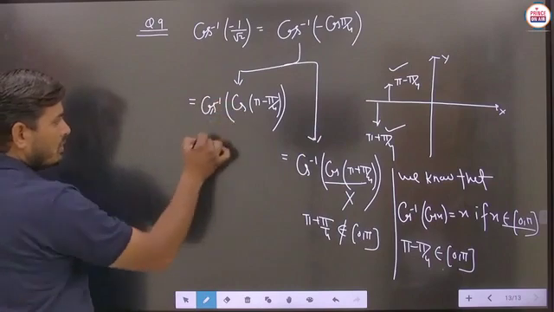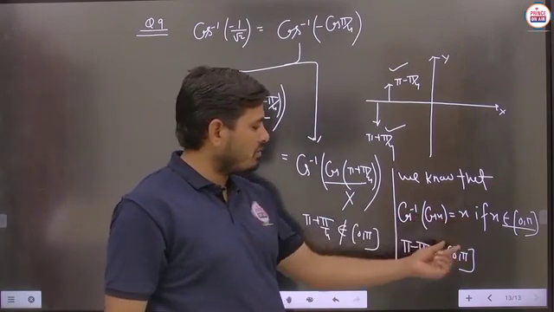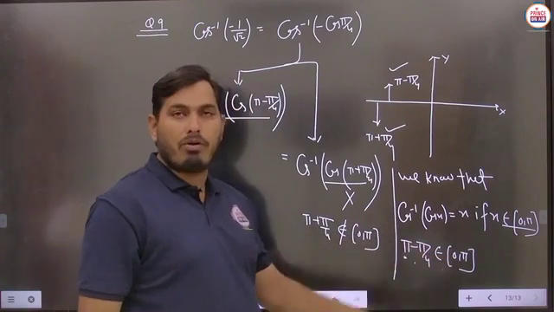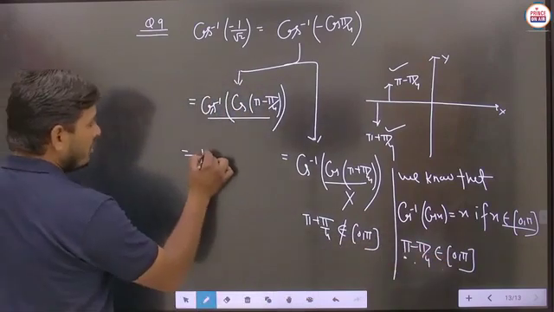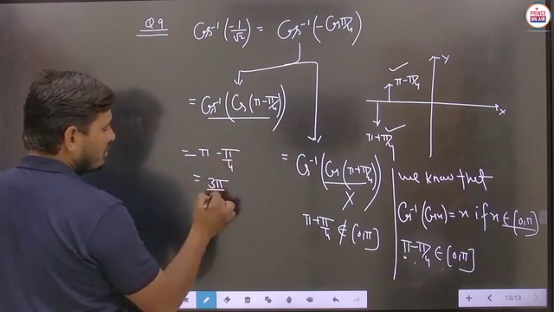So we take this case, where cos inverse of cos x will be x. This pi minus pi by 4 belongs to 0 to pi, so the answer can be written as pi minus pi by 4, and pi minus pi by 4 is written as 3 pi by 4.